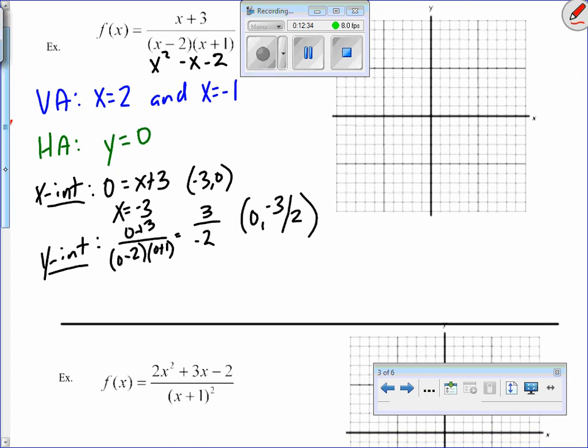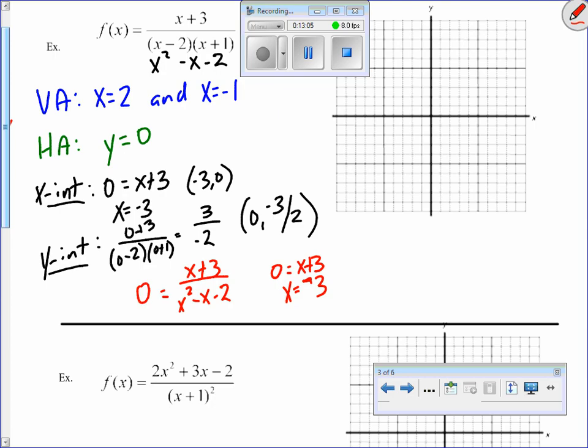If I can scroll down. Okay, so I'm going to take 0 equals x plus 3 over, let's take our unfactored version, x squared minus x minus 2. Now, what I'm going to get there is just 0 equals x plus 3. So, actually, this graph is going to cross the horizontal asymptote at x equals negative 3. That's a negative, sorry.